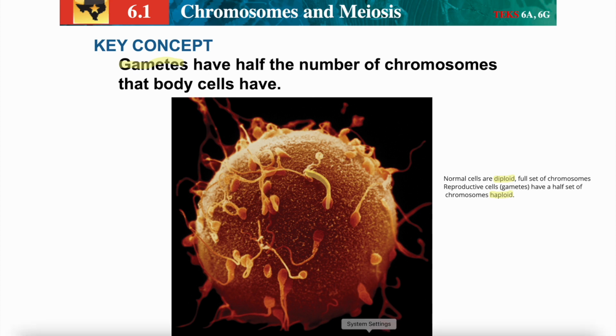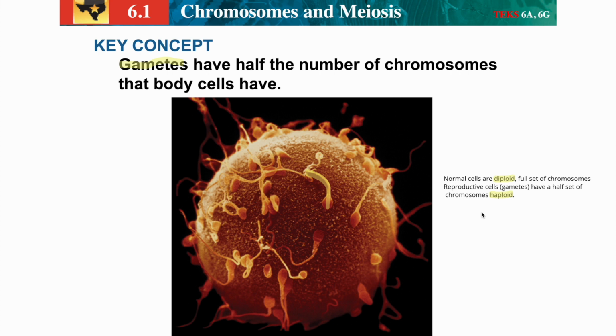So I'm going to ask you a question. Let's just say a human has 46 chromosomes. How many chromosomes would be in a human gamete? And of course, I can't hear you, so the right answer should be half of 46, which is 23. All human reproductive cells should have 23 chromosomes.